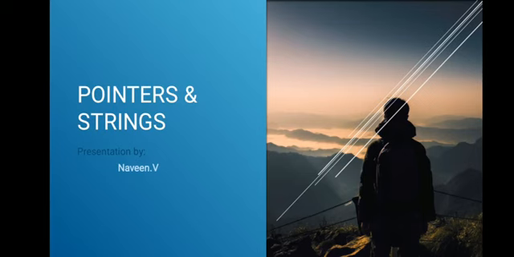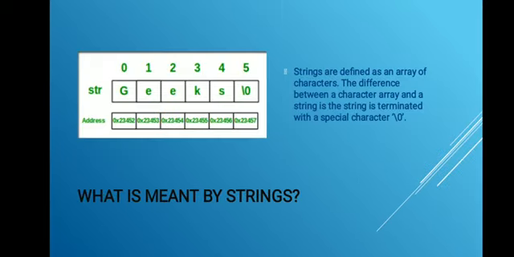Okay, let's move on to the topic. What is meant by strings? A string is defined as an array of characters. What is an array? An array is a data structure which consists of similar types of data together. The difference between a character array and a string is that a string is terminated with a special character.